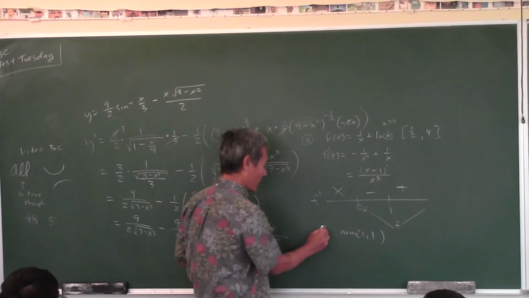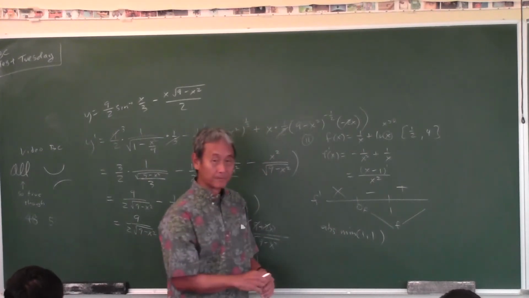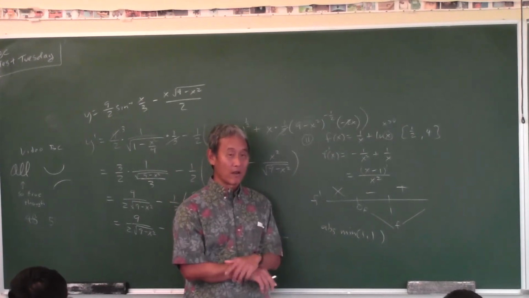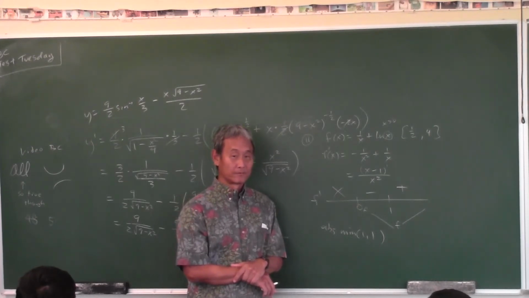Very good. Why? Why would that be absolute? How do you know that's the lowest point on the whole graph? I checked the back of the book.